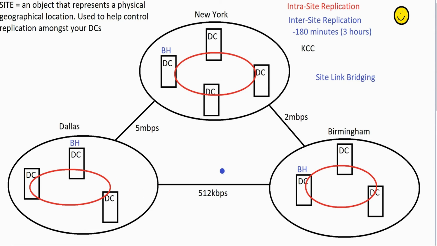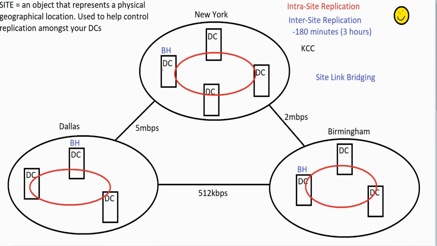But here's what you've got to understand about site links. There are two requirements for a site link. First off, you have to have a name for a site link. Secondly, you have to have something called cost. Okay, so let's illustrate this.